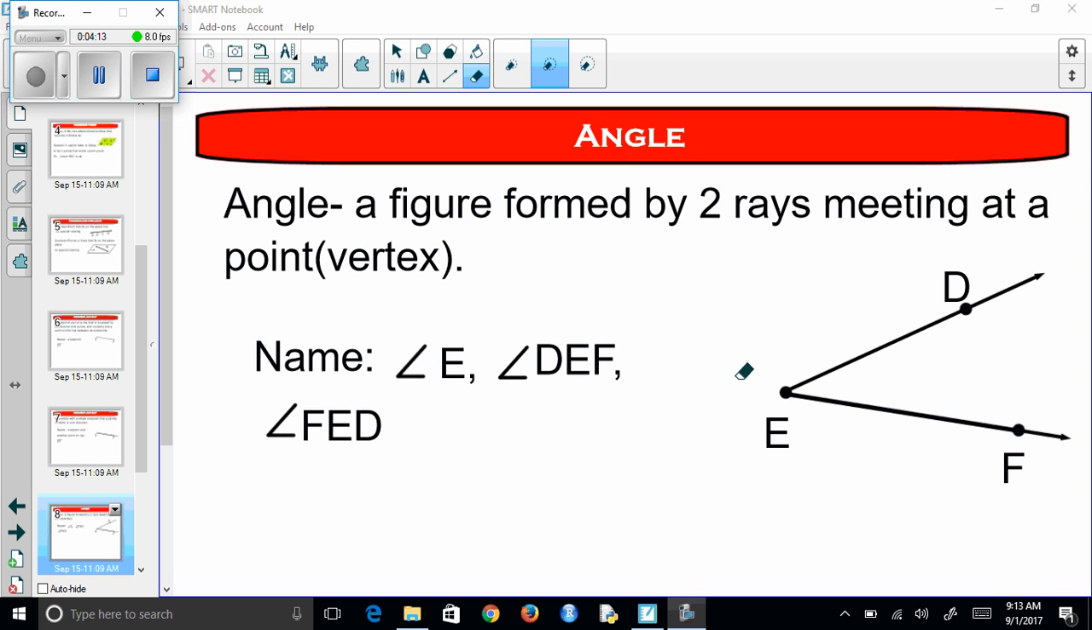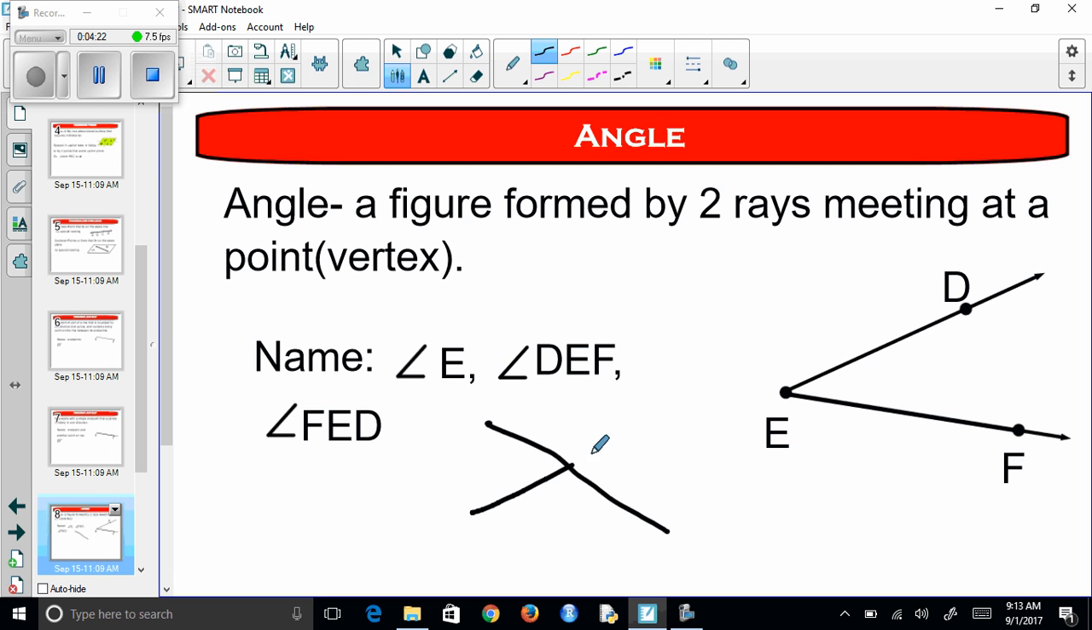Now, not all angles can we use just a single letter. If there are multiple angles in a situation, something like this, now if I had DEF here, we couldn't say angle E because that could represent this angle, this angle, this angle, or this angle. So angle E would not be specific enough here. But if it's just a single angle off to the side, angle E is clear. We're talking about this angle here.